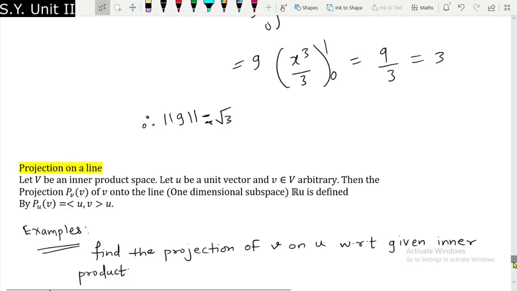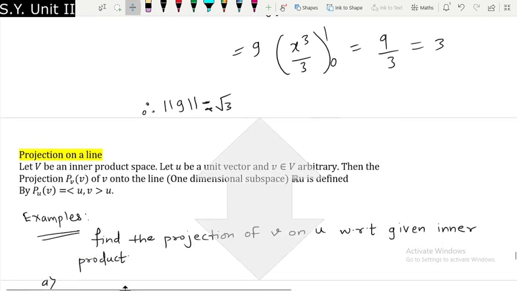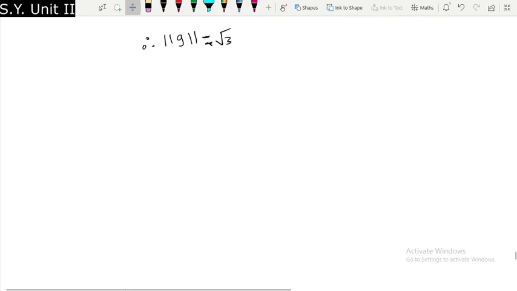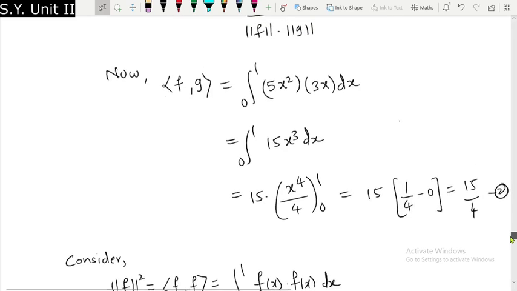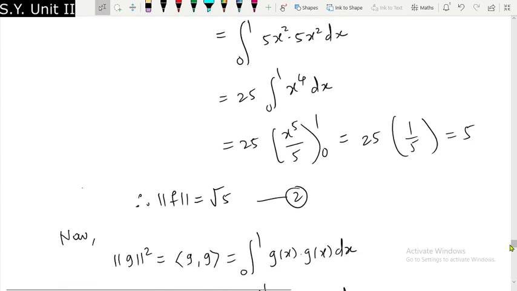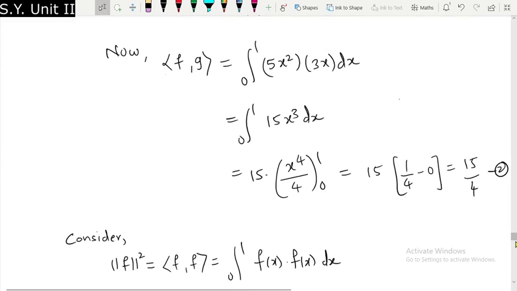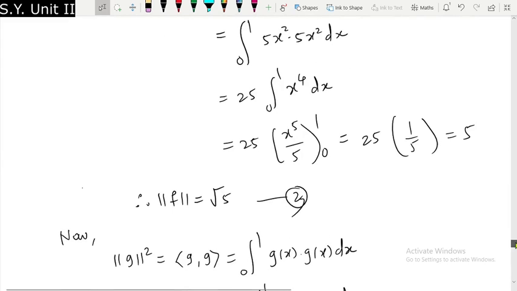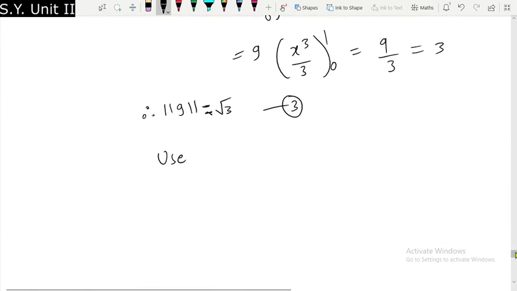Now we got the value of norm of g, so we have to use this value of norm of f, norm of g, as well as the inner product of f with g in our formula. So I'll call it 4. So I'm going to use 2, 3 and 4 in 1. So use 2, 3 and 4 in 1.